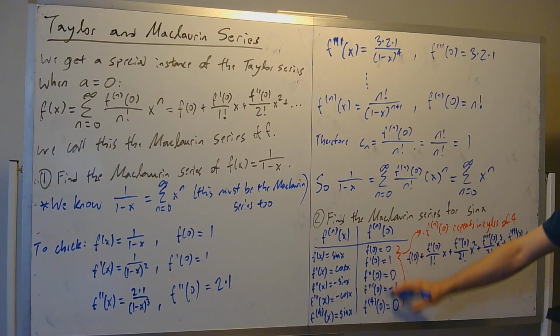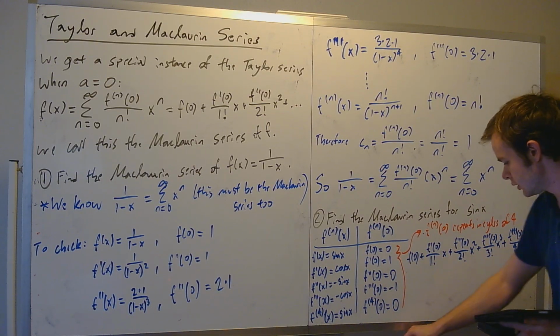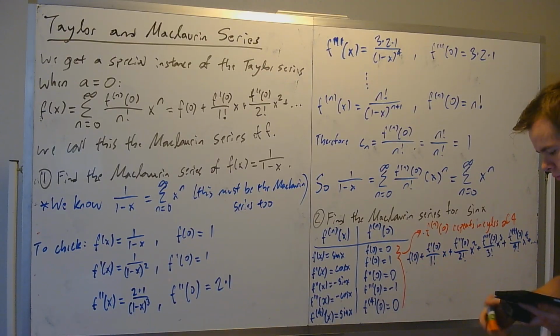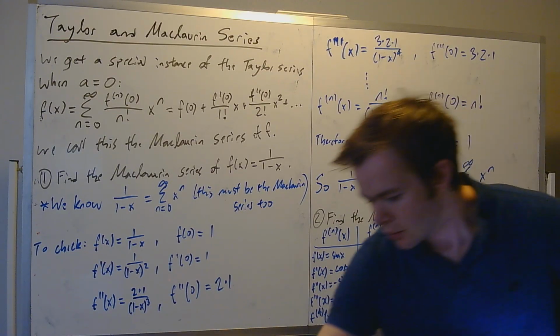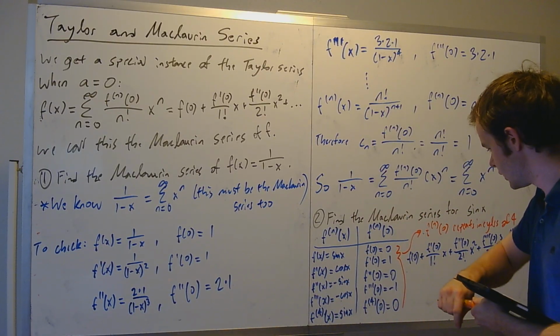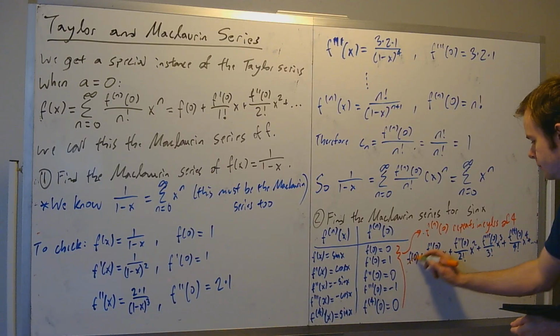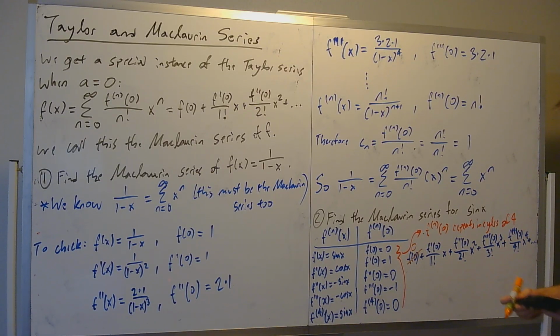And now we can just plug in what we know, right? So here we know f of 0, that's 0. F prime of 0, we said that's 1. So this thing here is 1. F double prime of 0, we said that that was 0.